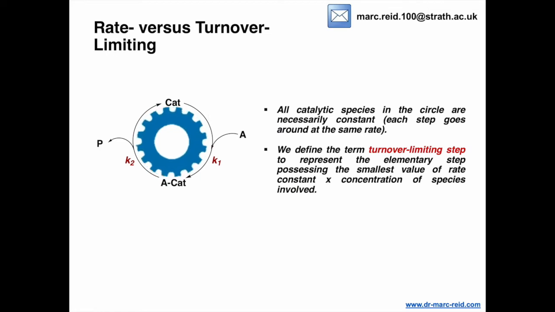All catalytic species inside the cycle are at constant concentration. We therefore define a turnover limiting step to represent the elementary step possessing the smallest value of the rate constant times the concentration of species involved in that step. We do not use the term rate limiting step in catalytic processes.